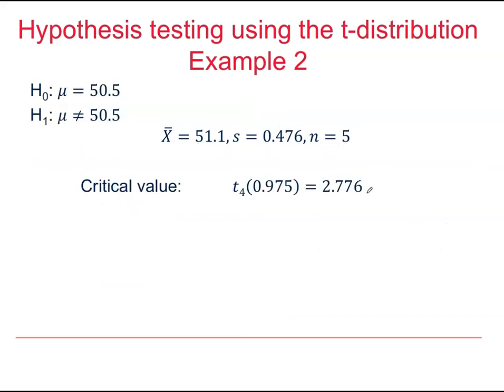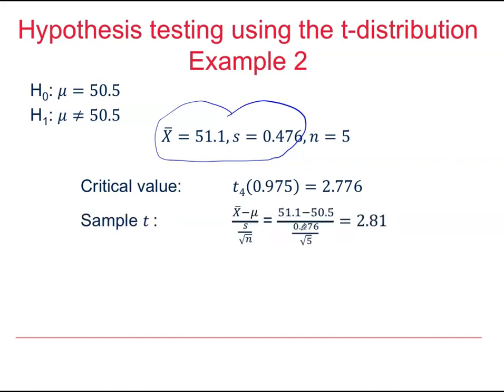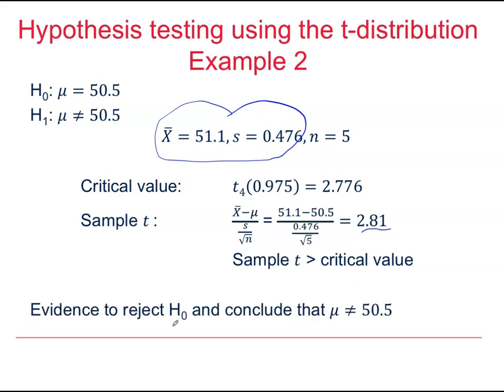The critical value we've just found from the table, and what we should now do is use these values here to work out our sample t. If we substitute the numbers in, then our sampled value for t is 2.81. The sampled value for t is greater than the critical value, so this suggests that there is evidence to reject the null hypothesis and conclude that mu is not equal to 50.5. It would be reasonable to suggest that it appears that mu might be greater than 50.5.